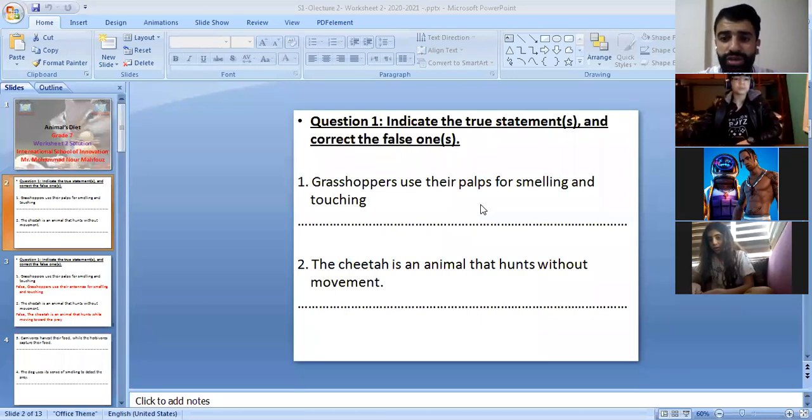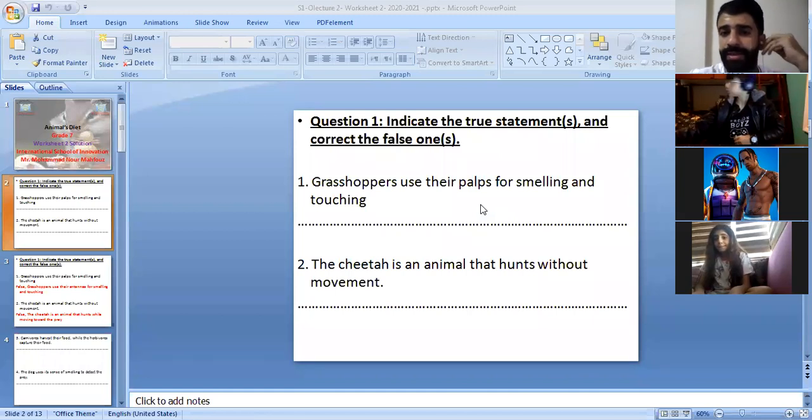Grasshoppers, they use their palps, Hassan, for smelling and touching. What do you think? False. What's the correction? Grasshoppers use their palps for just touching only. For touching only. Yes. Great, great.